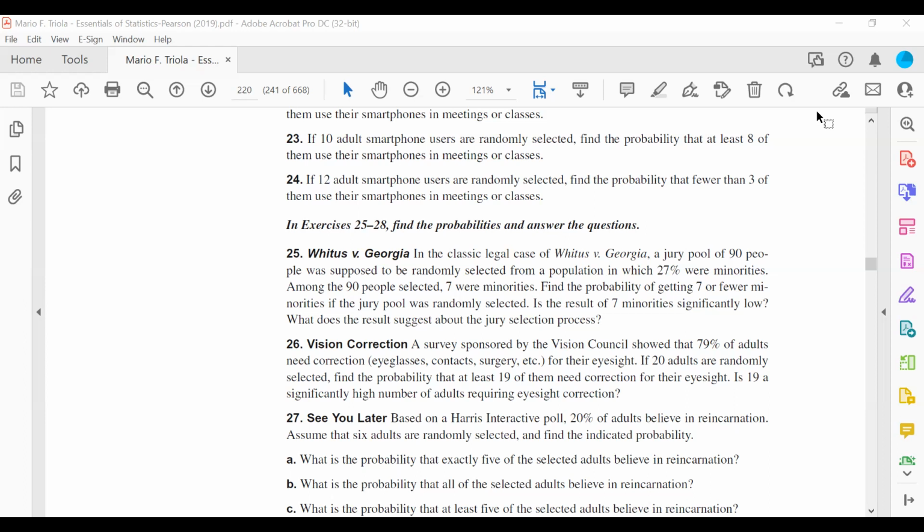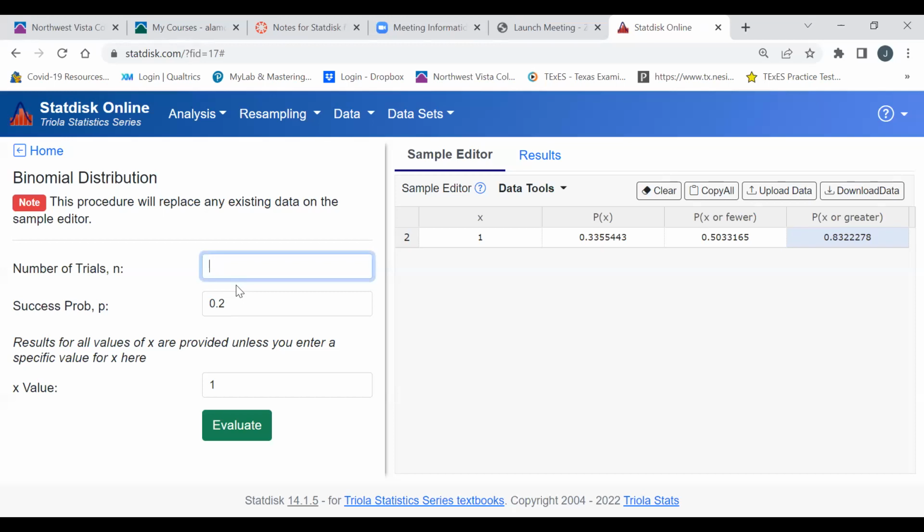Okay. All right. So I think I got everything. Now I'm going to go to StatDisk and I'm going to enter all these numbers in and find my probability, P of 7 or fewer. So my N is 90.